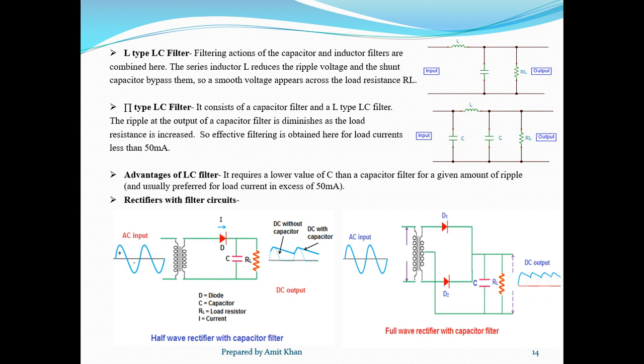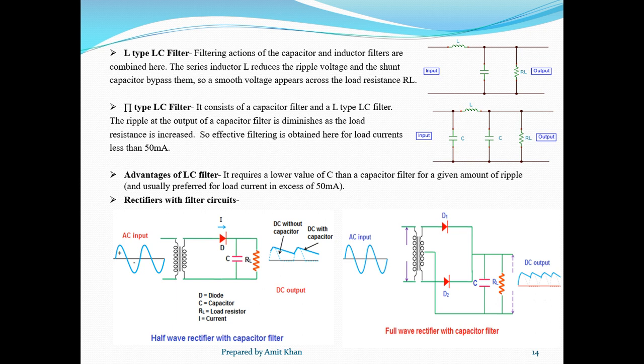Pi-type LC filter. The diagram of Pi-type LC filter is shown on the right hand side. It consists of a capacitor filter and an L-type LC filter. The ripple at the output of a capacitor filter diminishes as the load resistance is increased. So effective filtering is obtained here for load current less than 50 milliamp. The advantage of Pi-type filter is it requires a lower value of C than a capacitor filter for a given amount of ripple.